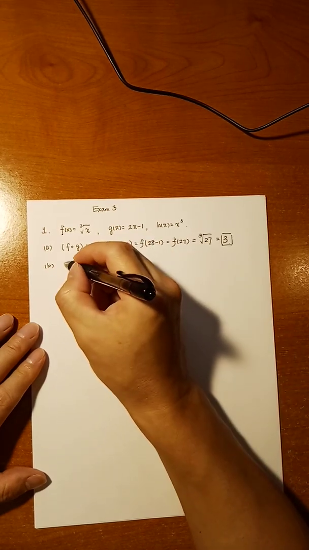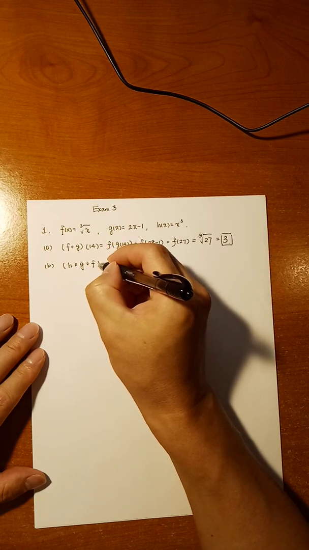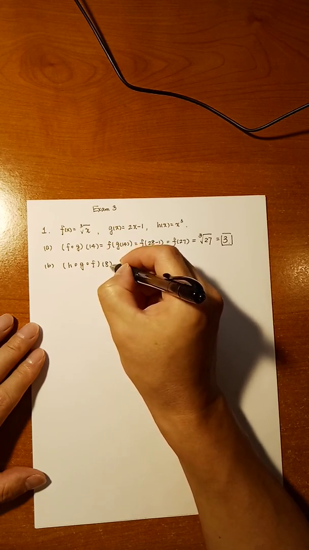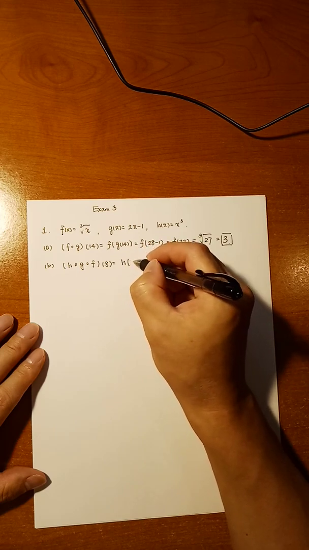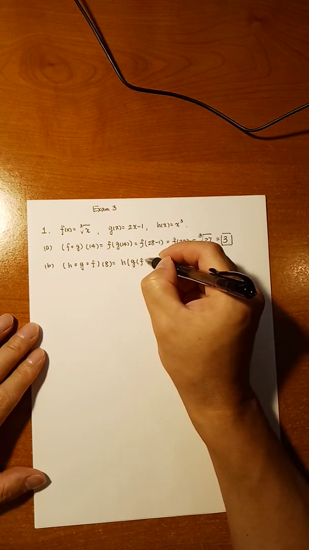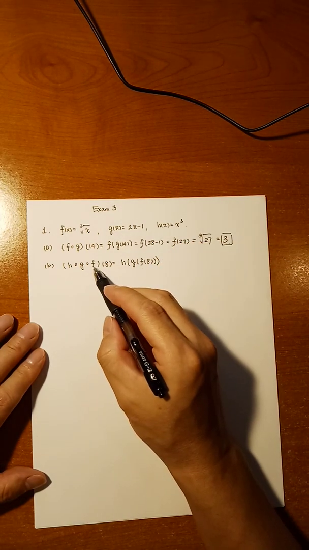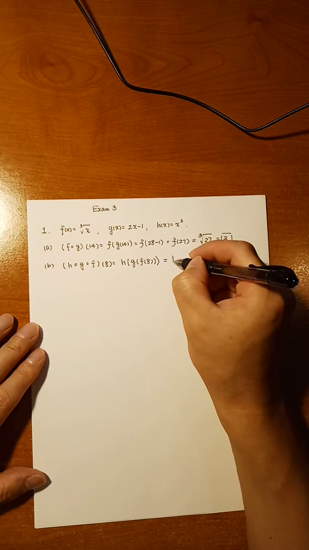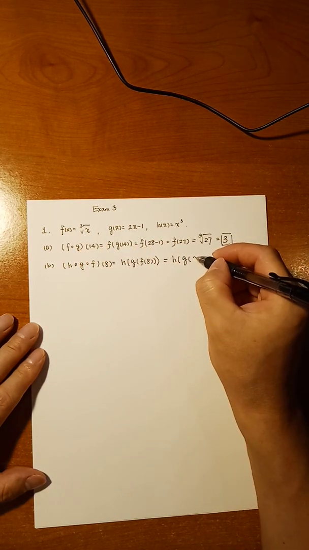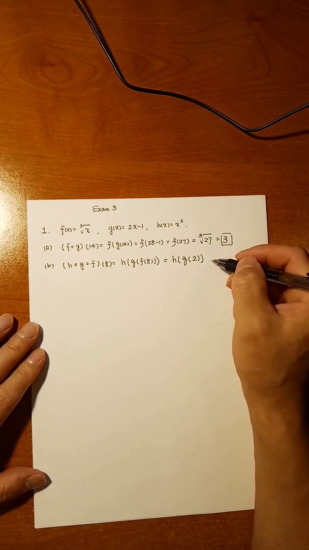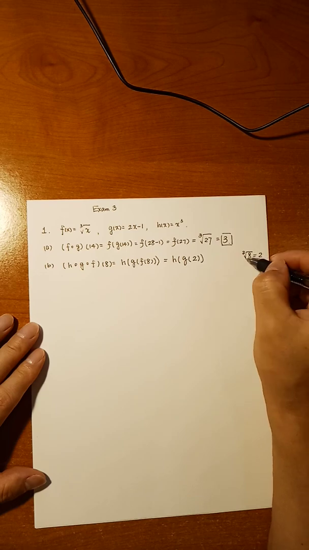B, we're looking for h compose g compose f of 8. Right, it's a composite function of 3 functions, so it's h of g of f of 8. Okay, so you're going to evaluate f at 8. f of 8 is cube root of 8. Cube root of 8 is equal to 2.